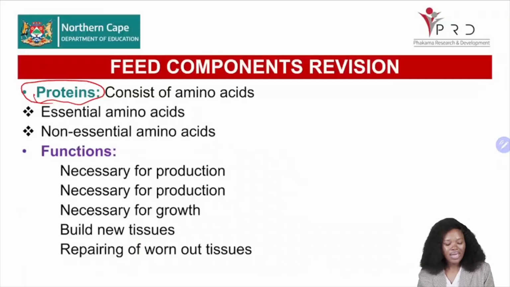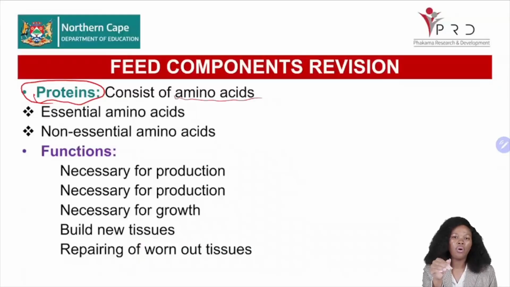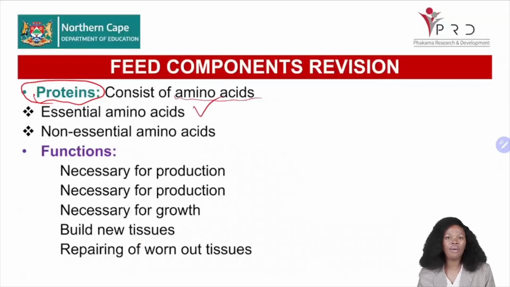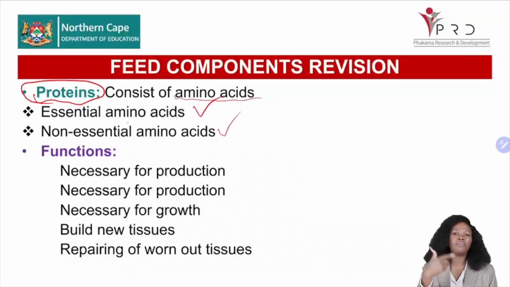And this protein consists of amino acids, or it is made up of amino acids, or derived from amino acids. Now, amino acids that make up protein are divided into essential amino acids and non-essential amino acids. Remember, when these amino acids combine, they will form protein. Protein is in a complex form and amino acids are in a simpler form. So in simpler words, amino acids are the building blocks of protein. For protein to exist, we need amino acids, essential and non-essential.